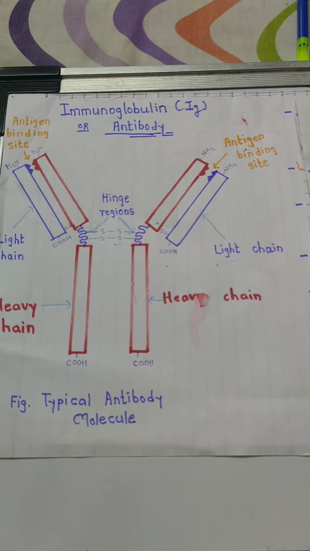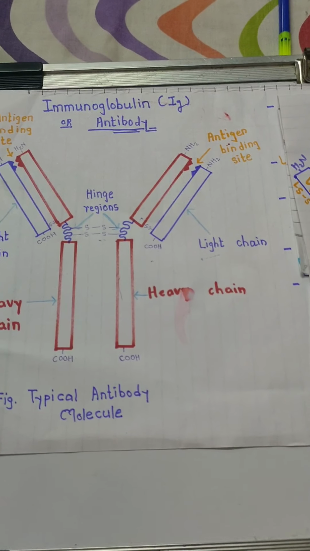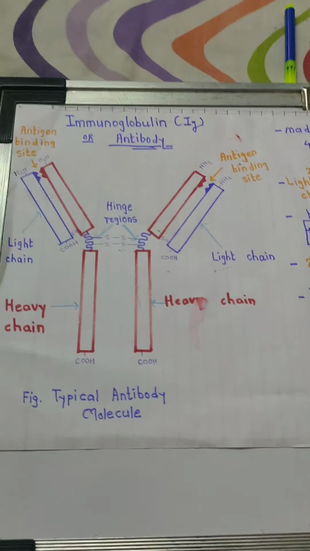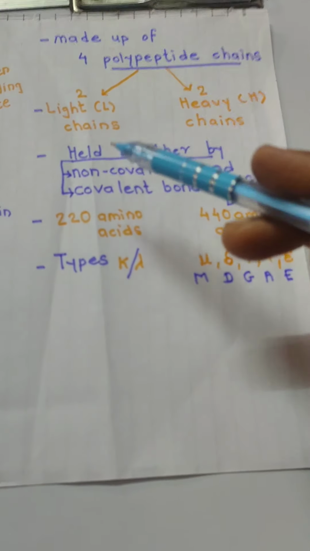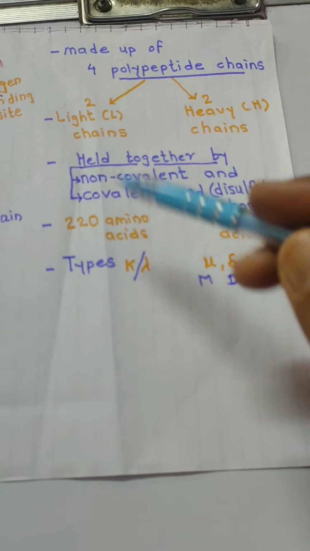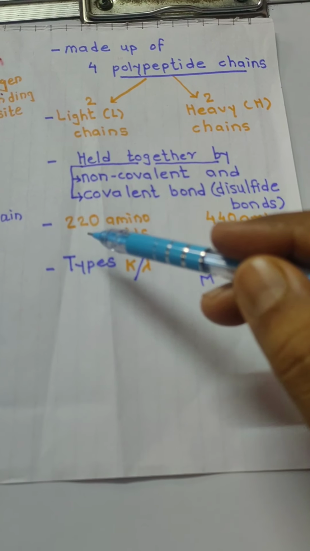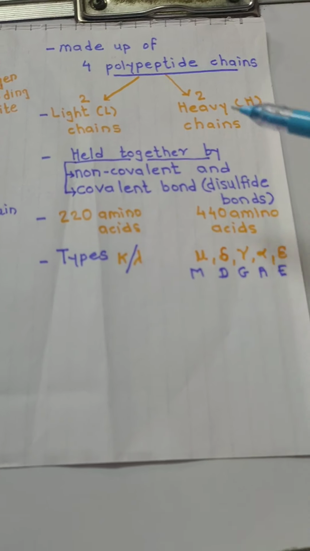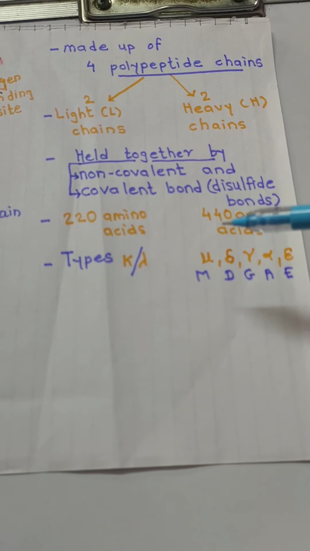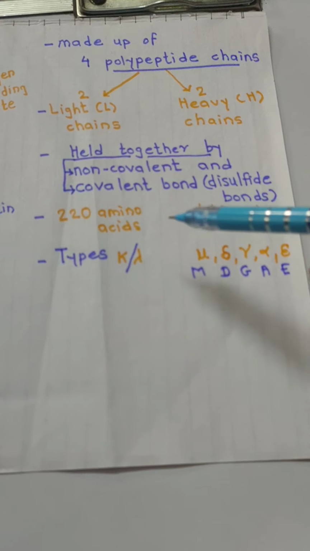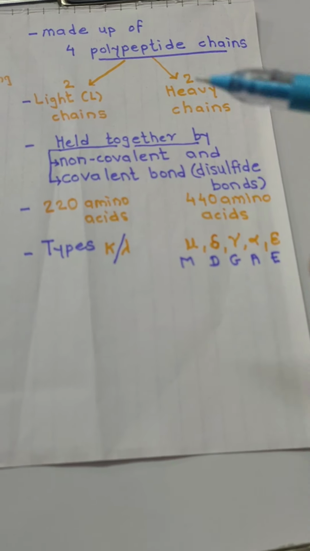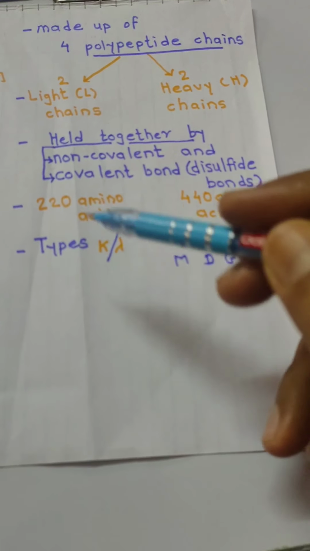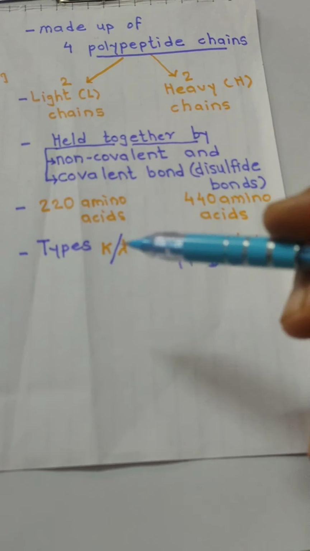Why are these chains known as heavy and light chains? First of all, the light chains are made up of 220 amino acids, while the heavy chains are made up of 440 amino acids. It means heavy chains are double in their weight. So these are called light and heavy chains.